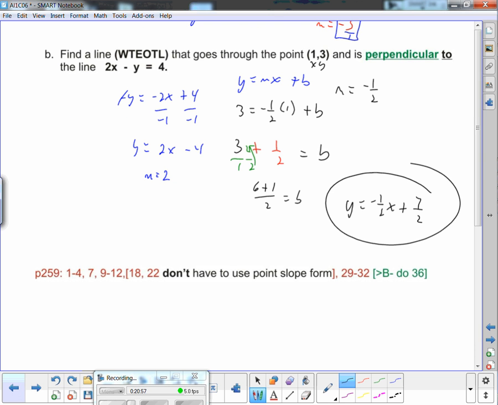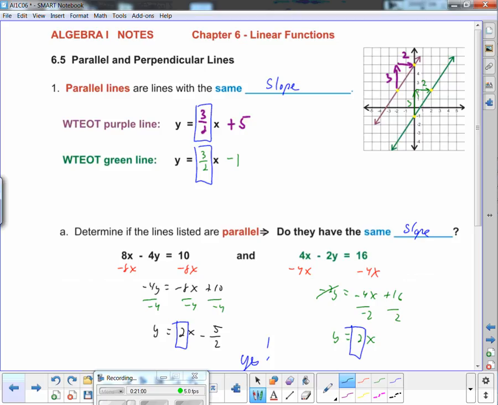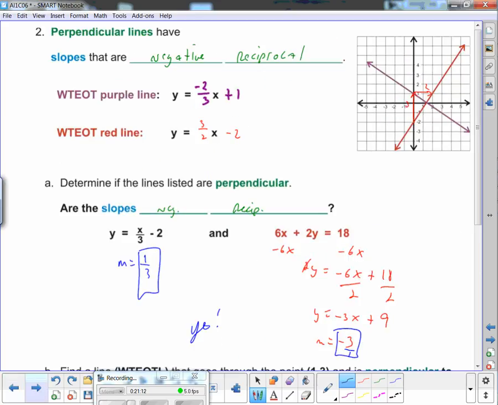All right, real quick, just give me a second. Look up. Parallel lines, your brain should say, same slopes. That's what you got to equate. Parallel lines, same slopes. Perpendicular lines, your brain should say, slopes are negative reciprocals.